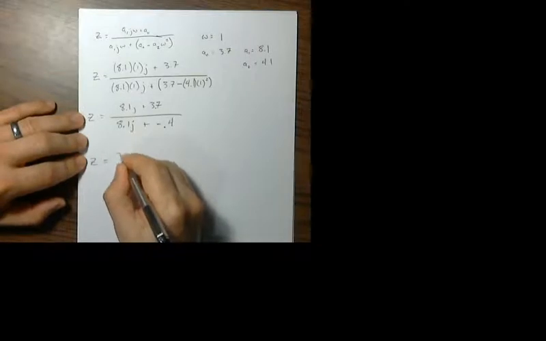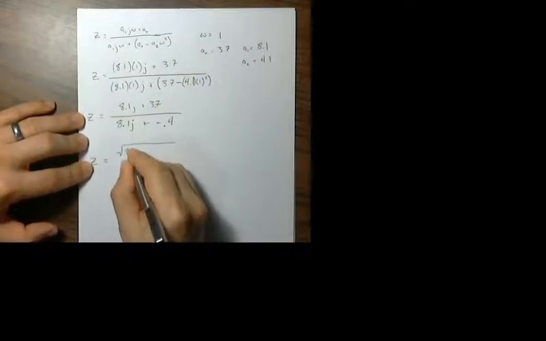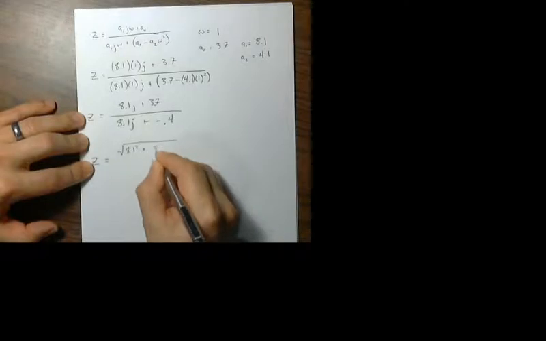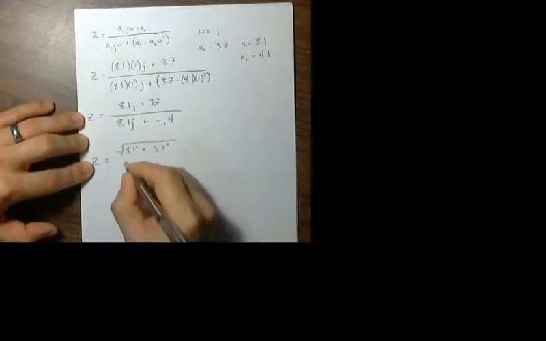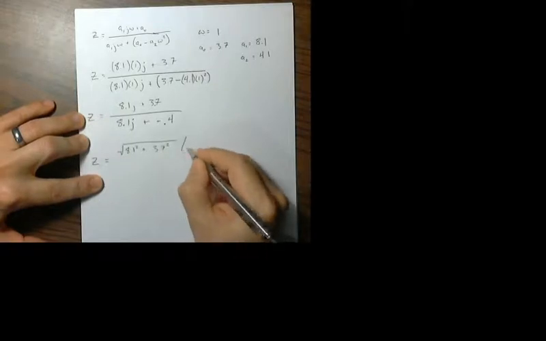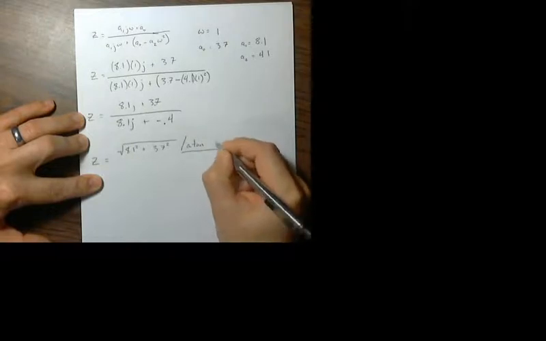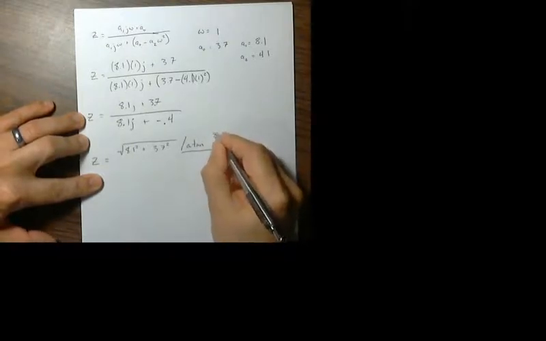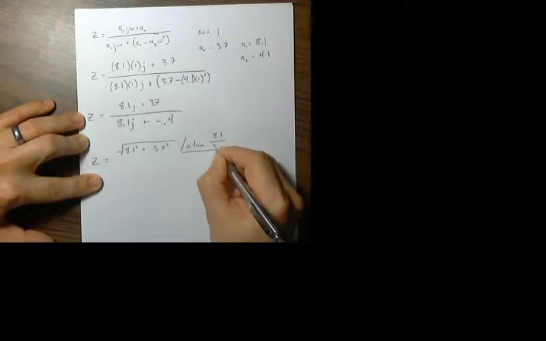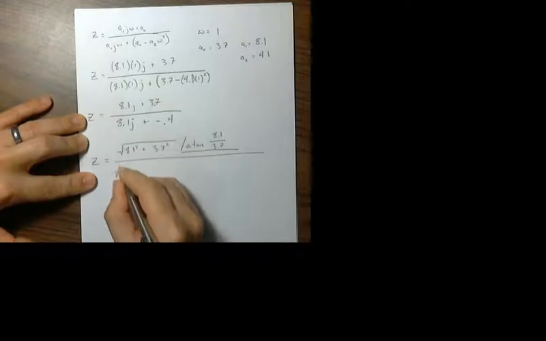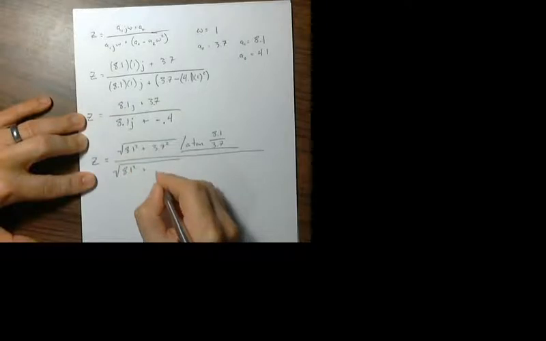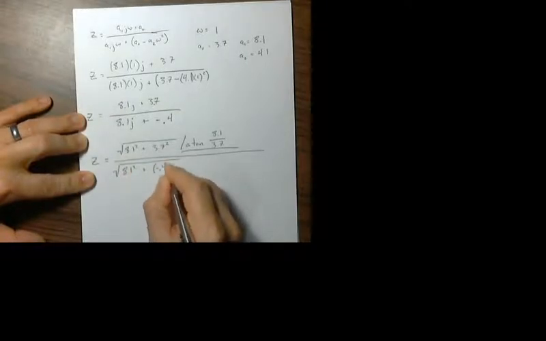Okay, so let me actually write out what I'm doing. So there's that. That's the magnitude of the numerator with an angle that is the arctangent of the imaginary over the real. So that's going to be 8.1 divided by 3.7. Okay, and all that is divided by 8.1 squared plus negative 0.4 squared.